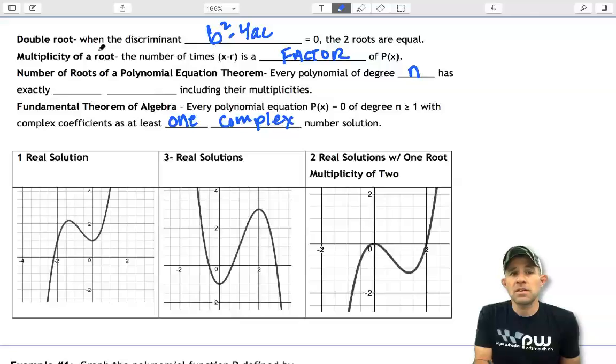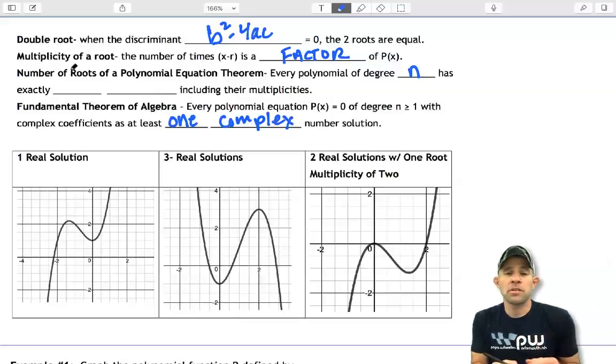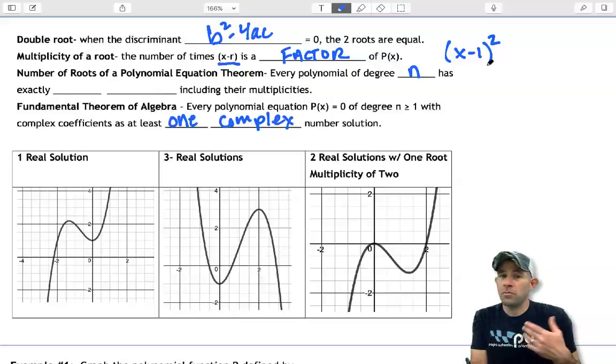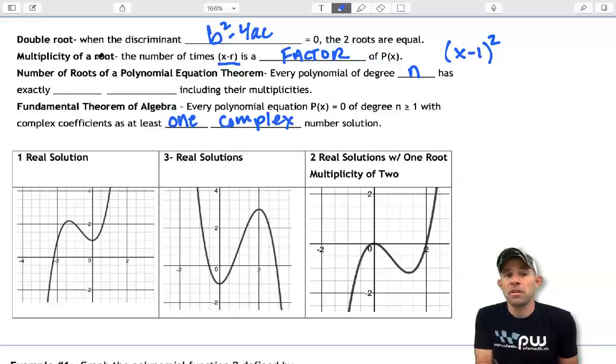But before we do that, let's take a look at some terminology. Now, you've heard me mention double root or multiplicity in class the last few days. Essentially, the multiplicity of a root is just the number of times x minus r is a factor of our polynomial. So we might factor a polynomial and see that x minus 1 is not just a factor once, but twice or possibly 3 times. So we say that the multiplicity of that factor or that root is 2 or 3 or however many times it appears.